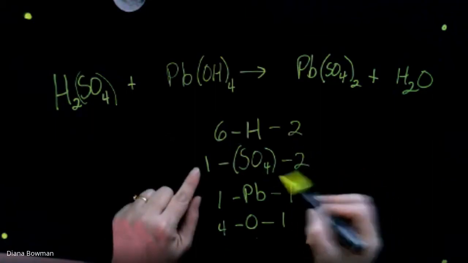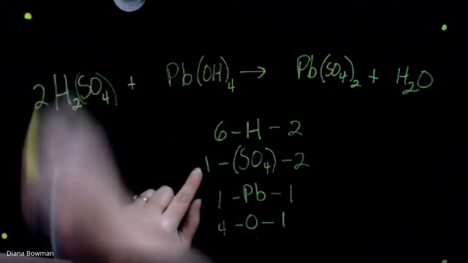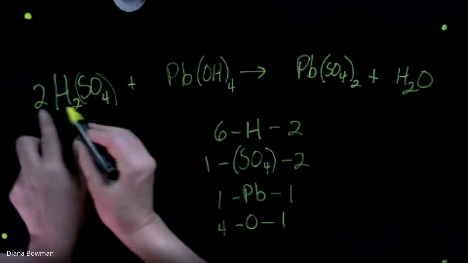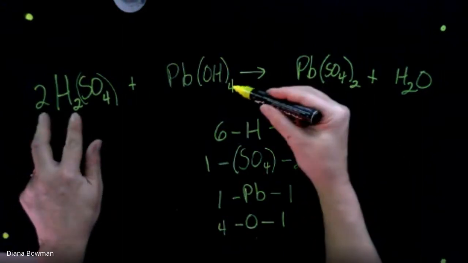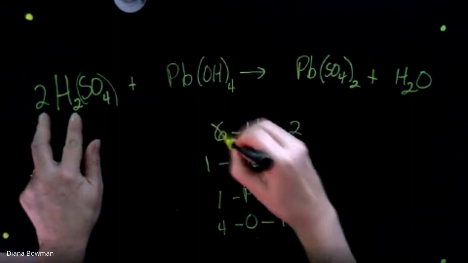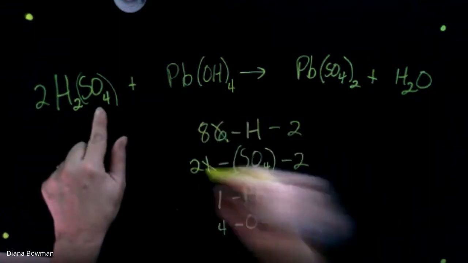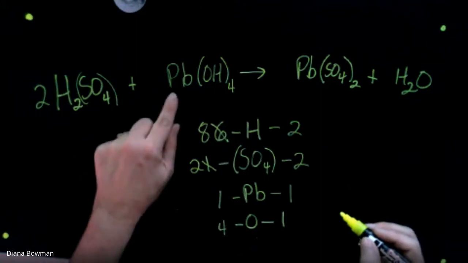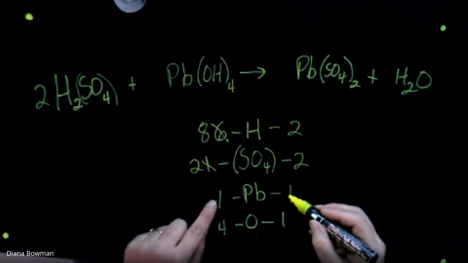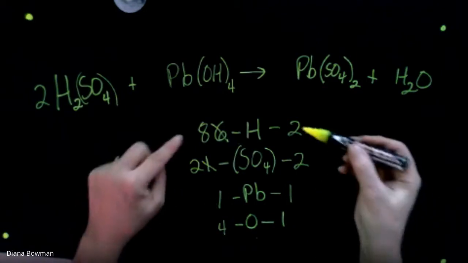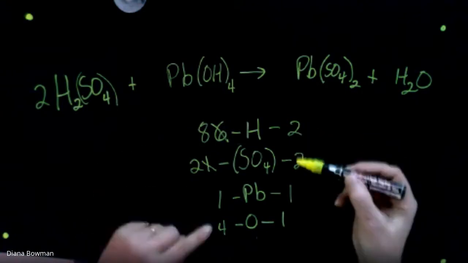It's the first thing on my list. So I'm going to have to put a 2 here. If I put a 2 there, that's going to be 2 times 2. That's going to give me 4 hydrogens here, plus another 4 hydrogens there. That gives me 8 hydrogens. And then it gives me 2 sulfates. Cool. The next thing is lead. They're already balanced, so I'm going to ignore that. And now let's see if we can figure out the hydrogens and the oxygens.